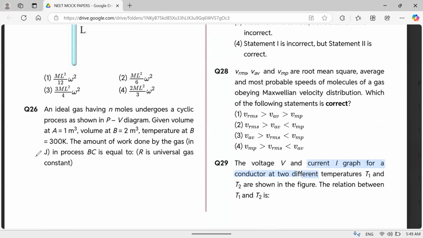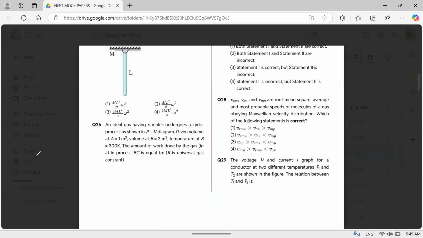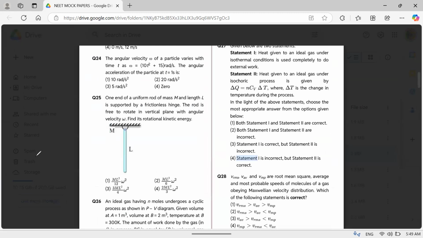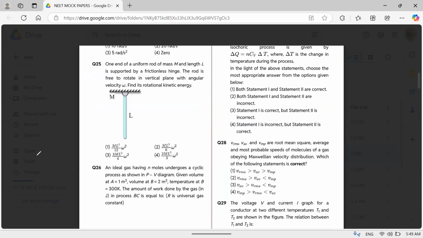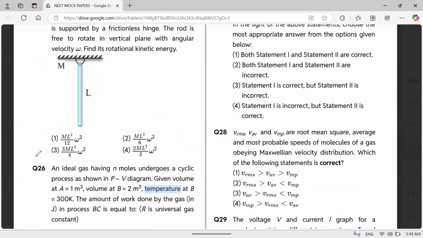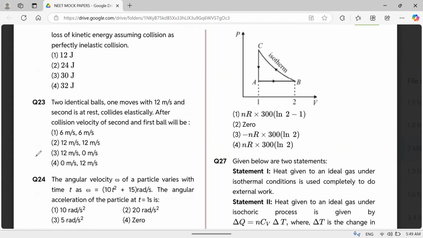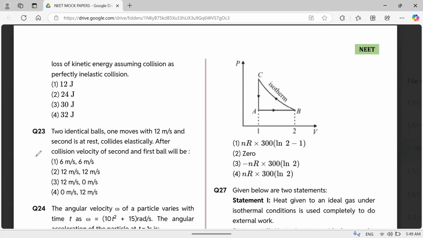An ideal gas having n moles undergoes a cyclic process as shown in the PV diagram. Given volume at A is 1 meter cube, volume at B is 2 meter cube, temperature at B is 300 Kelvin. The amount of work done by the gas in the process B to C is equal to how much? So just take the screenshot of the question. A to B has been given and B to C has been given. So try it out, beta.